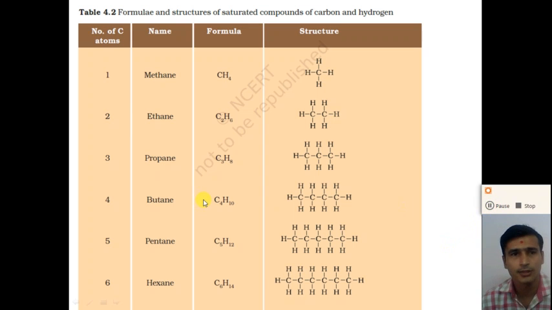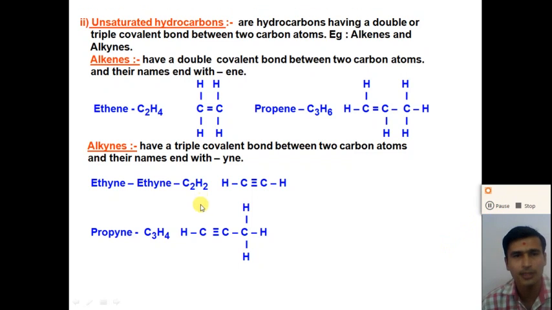So now, dear student, unsaturated hydrocarbons. What do you mean by unsaturated hydrocarbons? Unsaturated hydrocarbons are the hydrocarbons having a double or triple covalent bond between two carbon atoms, right? So if between two carbon atoms there is a double covalent bond or a triple covalent bond, the hydrocarbons are called unsaturated hydrocarbons. For example, alkene and alkyne.